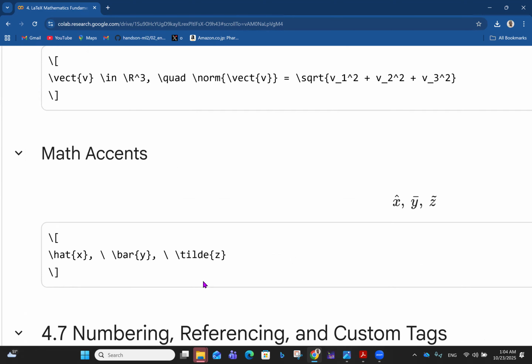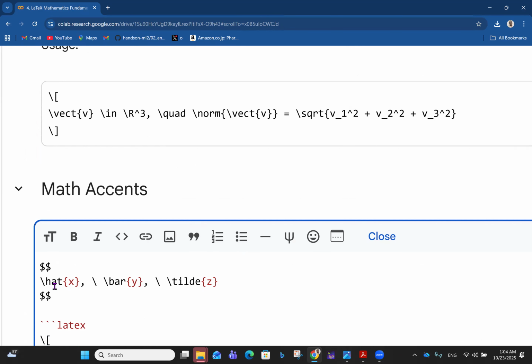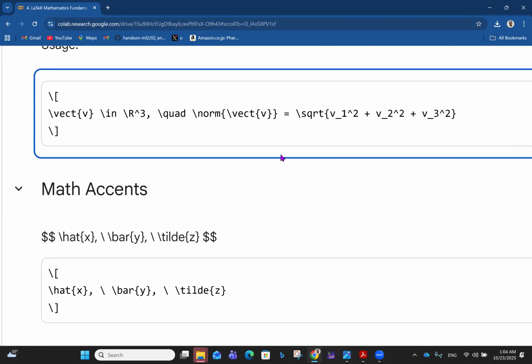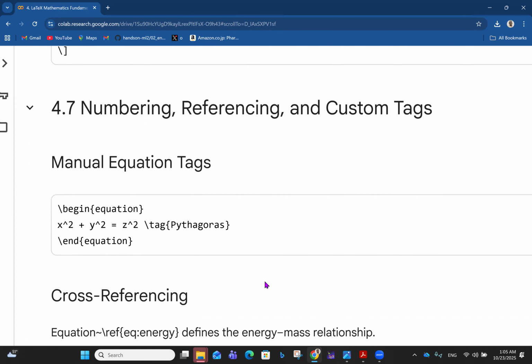Then we have math accents, like maybe you need a hat, right? Or a bar or a tilde. All of these things work. So X hat, Y bar, Z tilde, like that. This is used most of the time for, maybe, a vector or an average or mean, and tilde, for whatever reason you want to use it, mostly for vectors. Then numbering, referencing, and custom tags.